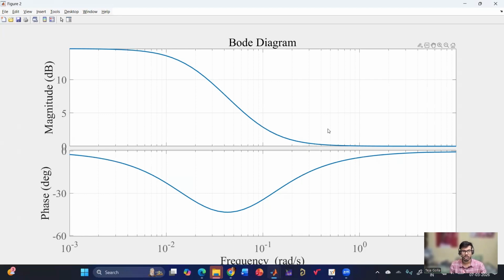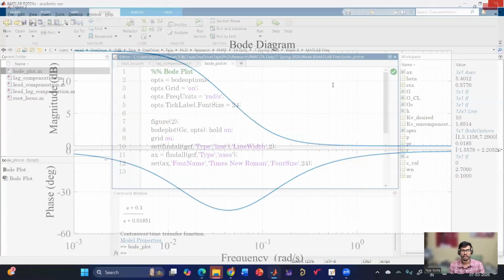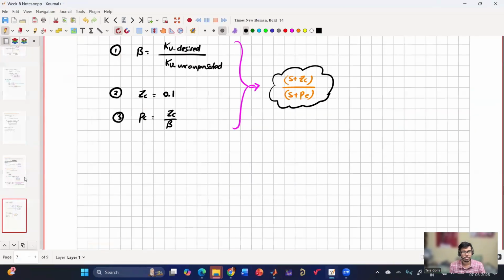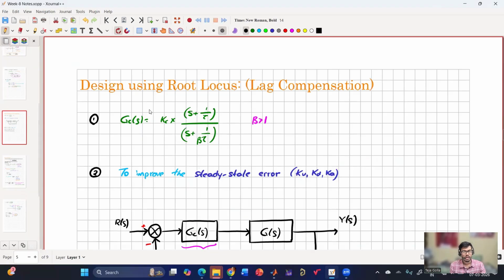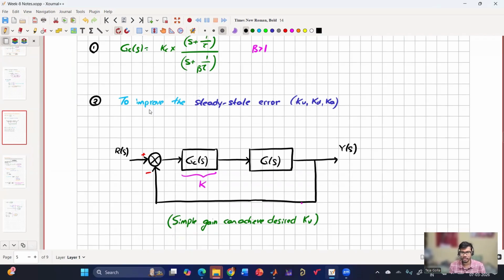Again, I'll be giving all the codes so that you can play with the codes and understand what is actually happening. So let me just quickly summarize the lag compensation. So we know for lag compensation, our beta has to be greater than 1, and this is the transfer function. So in order to improve the steady state error, we will be using lag compensation because it will provide the integrator effect, and that will ensure my steady state error meets whatever the desired requirement is. And that's why we'll be using the lag compensation.